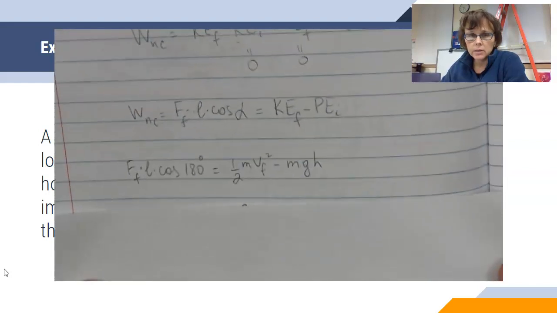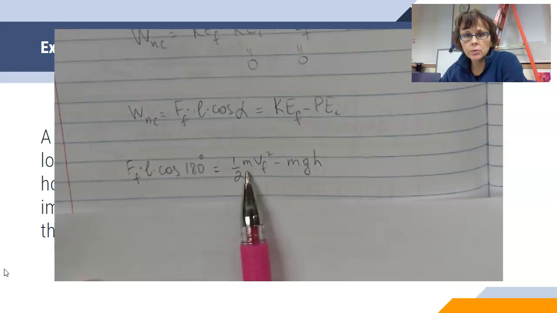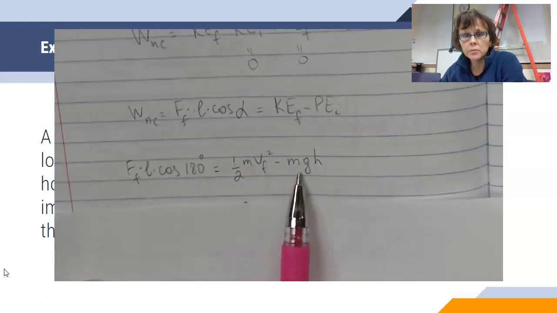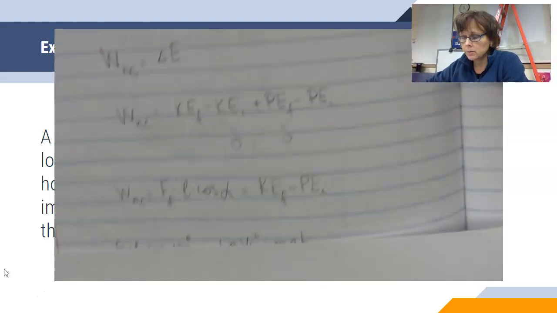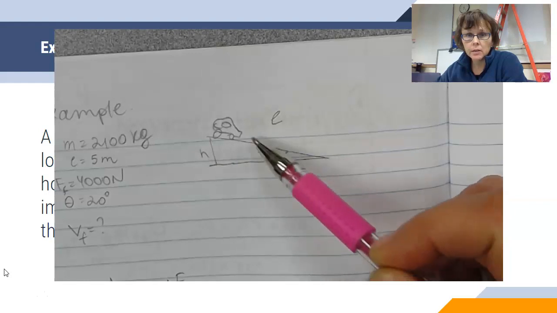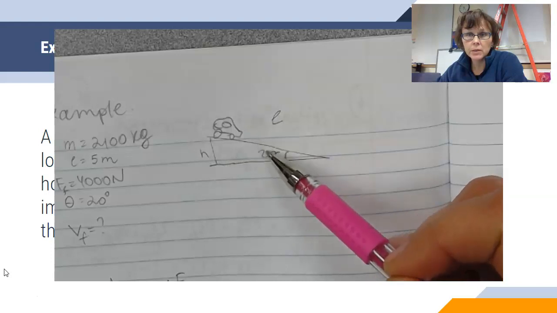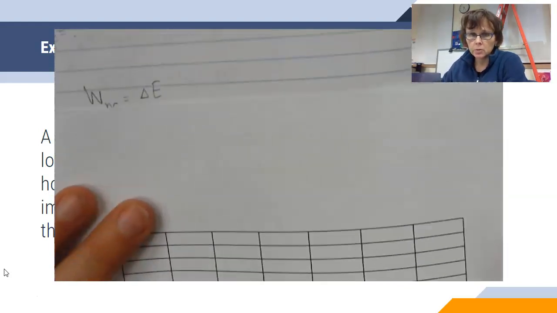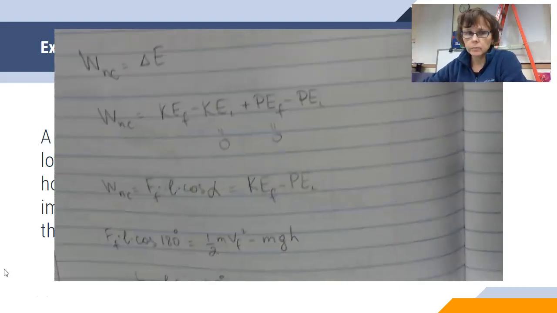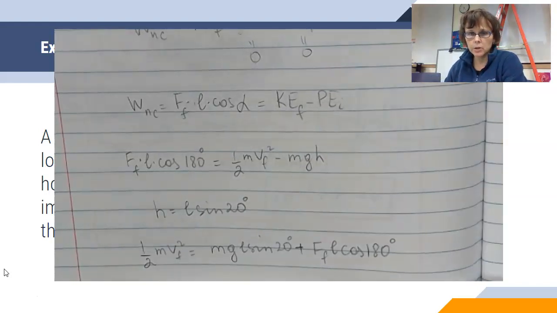Okay, so let's keep working. We rewrite the work: force of friction multiplied by the length of the path times cosine 180 equals 1/2 m v final squared minus mgh. If we look at our sketch, we can find h if we know the angle and the length. From the right triangle, h is going to be L multiplied by sine of 20 degrees. That's what we do here, and after we do that, we can continue with our equation.